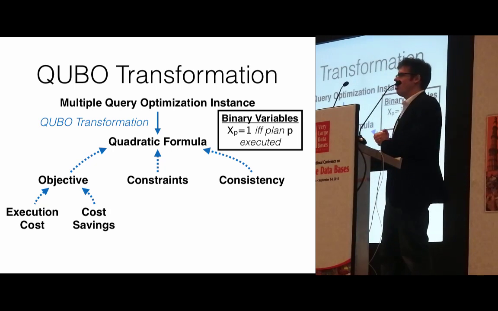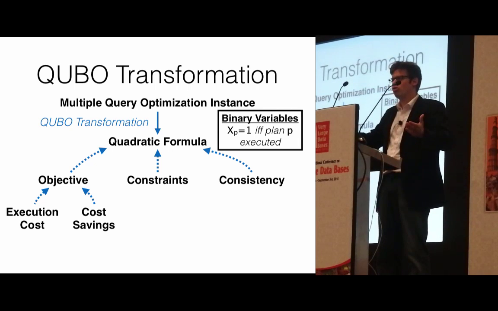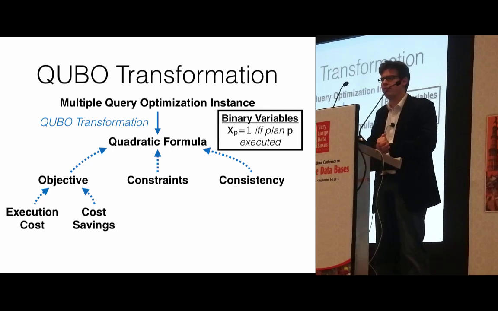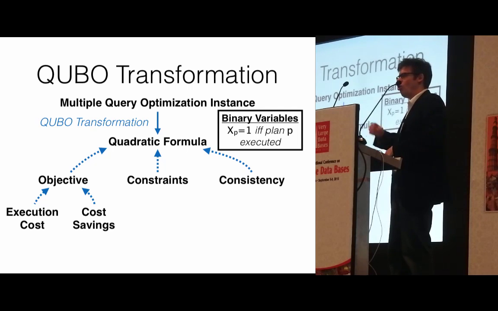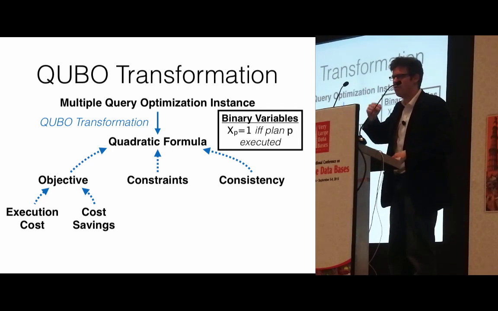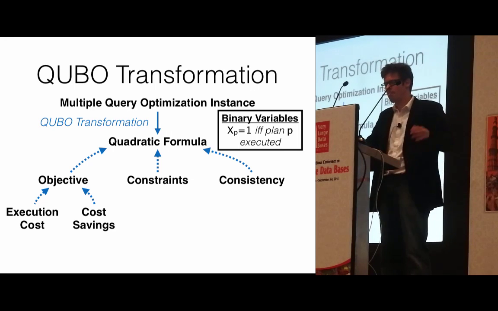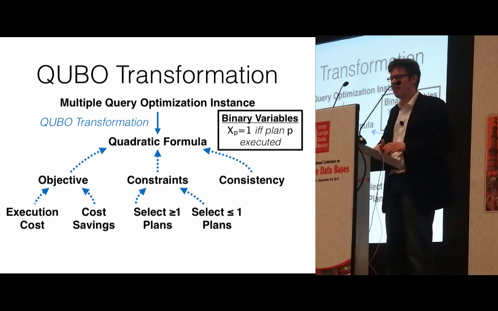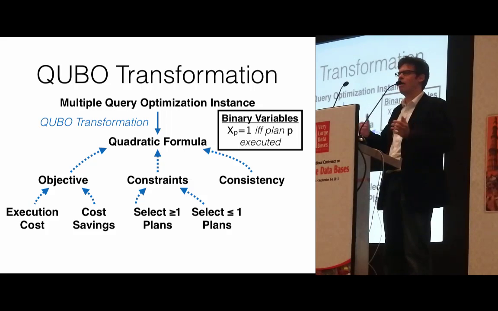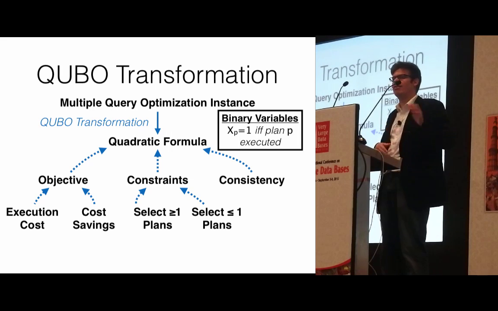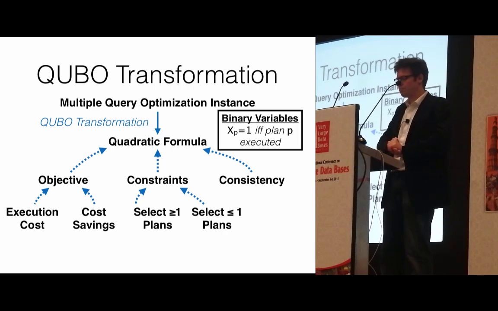I can further partition those three terms into the following subterms. The objective function in our case is the execution cost for the entire batch of queries, which is the execution cost of the single plans we execute minus the cost savings by overlapping work between different plans. The problem constraint in our case is that we want to answer each query in our batch, so you have to select at least and at most one plan for each of the queries.